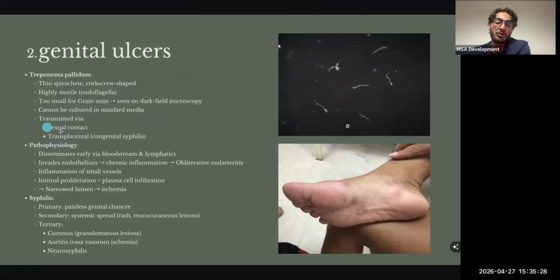And how is it transmitted? Sexual contact or transplacentally, which can cause congenital syphilis, which I don't think we're going to talk about now. All right. So what's the pathophysiology? It's very important to know.